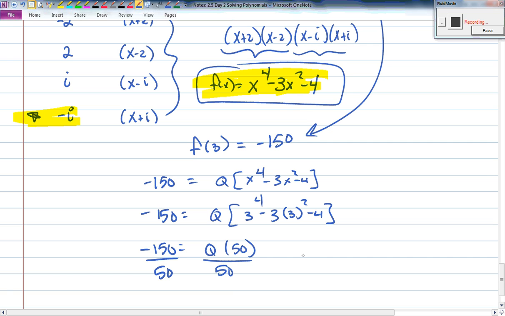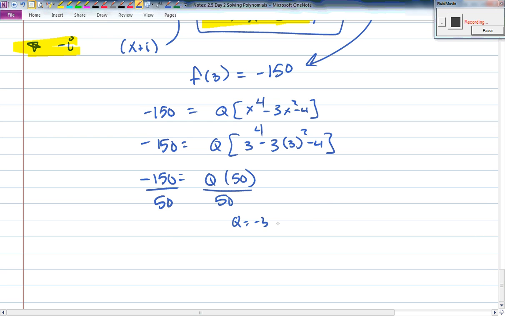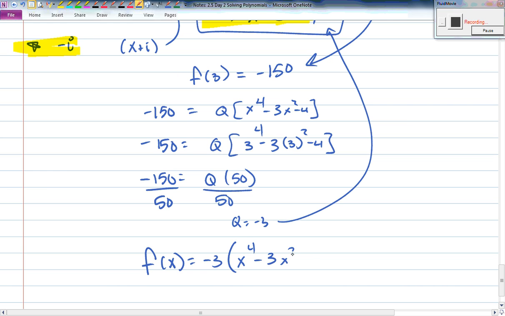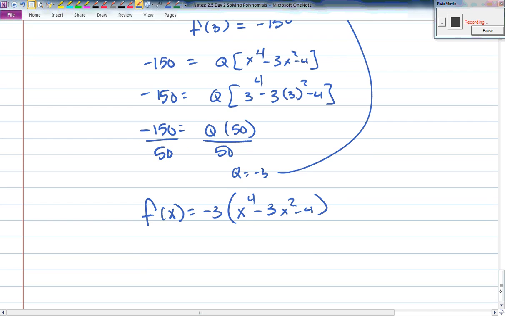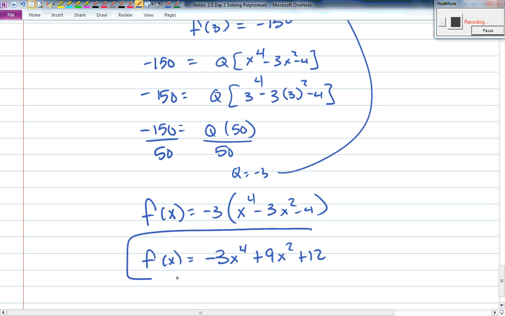Yeah, exactly. So the Q value I'm looking for is negative 3. So what do I do with that? I take that and I multiply it by my function. So the function that I really want is negative 3 times x to the 4th minus 3x squared minus 4. Or, for a final answer, I'm getting negative 3x to the 4th plus 9x squared plus 12 when I distribute.